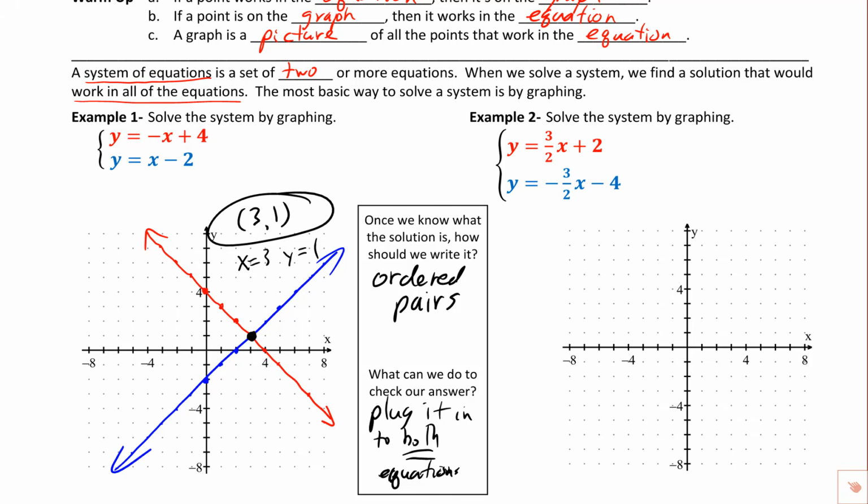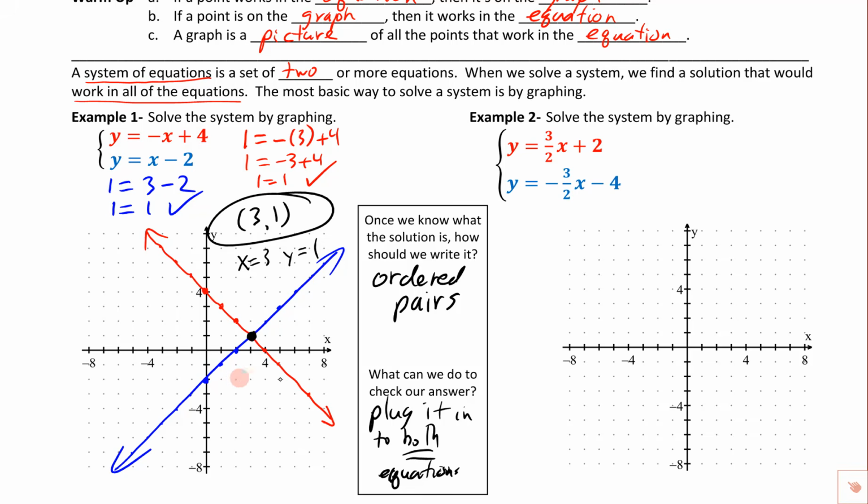So in red, this is 1 equals negative, we're plugging in a 3 for x, plus 4. So this is 1 equals negative 3 plus 4. We get 1 equals 1. So that works there. It checks out in the red one. Let's check the blue one now. We're going to put in a 1 right here. We're going to put in a 3 right here, and then we'll subtract 2. So we get 1 equals 1. So that one checks out. So it does work in both.